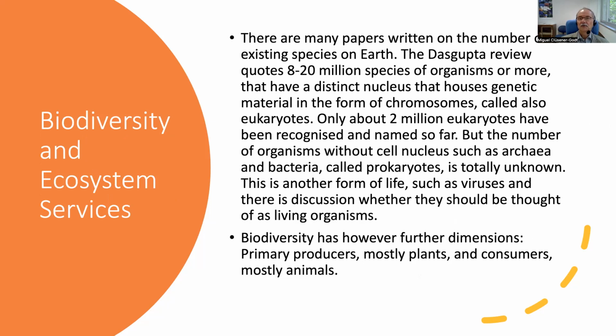So concerning species, there are many papers written on the number of species that exist. In this review, this is a quote, between 8 and 20 million species of organisms that have a nucleus, genetic material in the form of chromosomes. We call them eukaryotes. So defined, really determined, roughly 2 million have been recognized. So remember, 8 to 20 million, we are still far away.